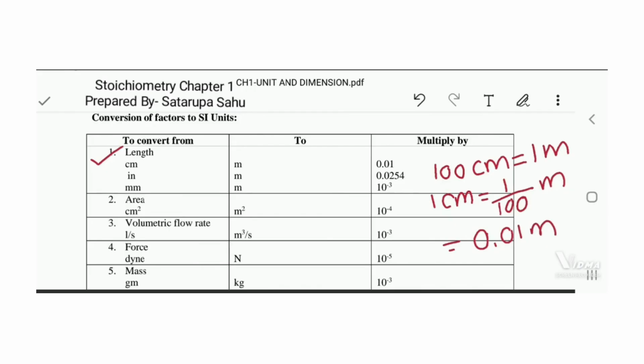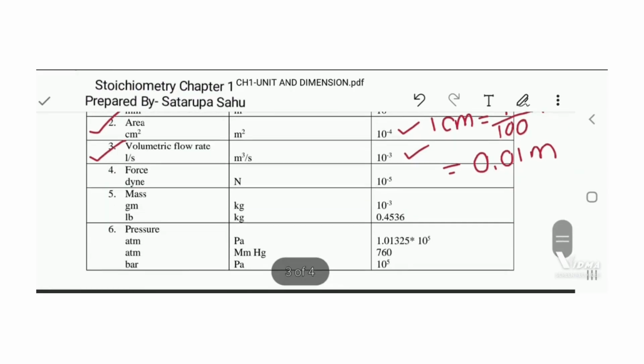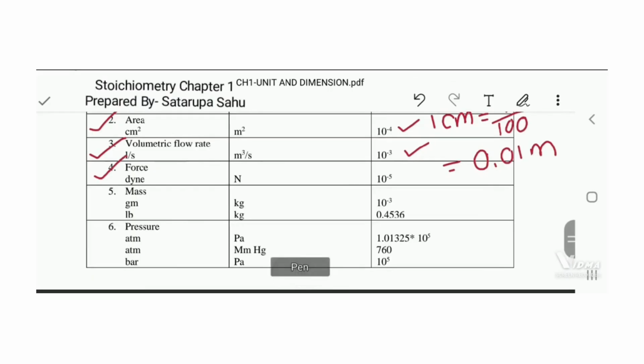Similarly, in order to convert 1 inch to meter, we have to multiply by 0.0254. In area, in order to convert 1 centimeter square to meter square, we have to multiply by 10 to the power minus 4. In volumetric flow rate, in order to convert 1 liter per second to meter cube per second, we have to multiply by 10 to the power minus 3. Similarly, in force, 1 Newton equal to 10 to the power 5 dyne. So 1 dyne will be equal to how much? 1 divided by 10 to the power 5 Newton. So that is equal to 10 to the power minus 5 Newton.